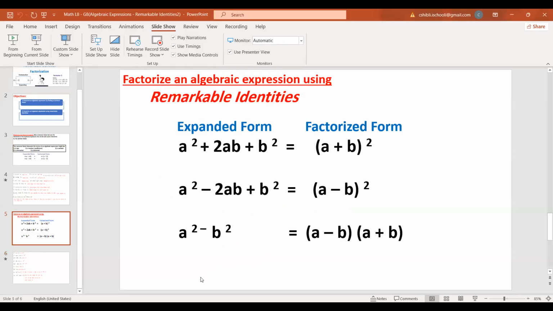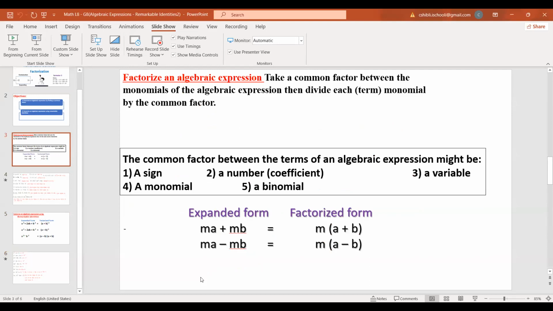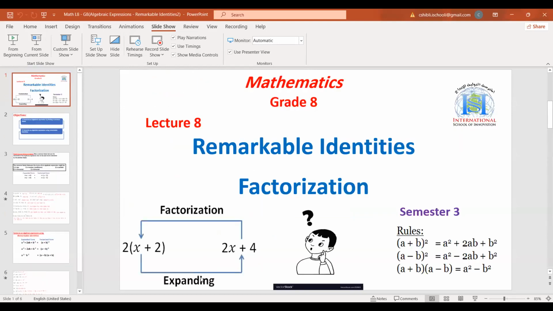This was our lesson for this week, and our lesson is about factorization of an algebraic expression using common terms and remarkable identities. As usual, please watch the video well, and if you have any question, ask me.